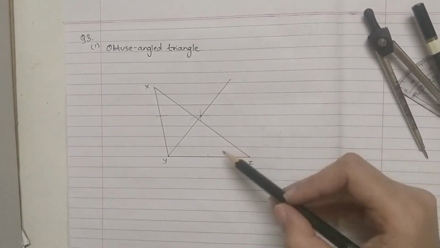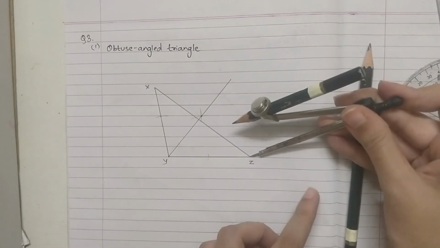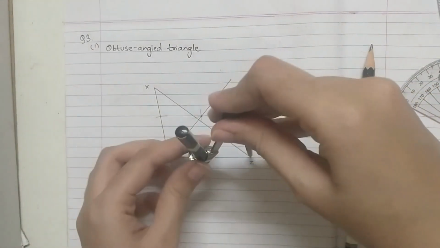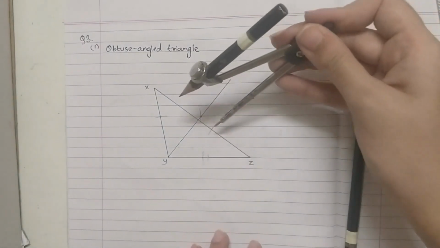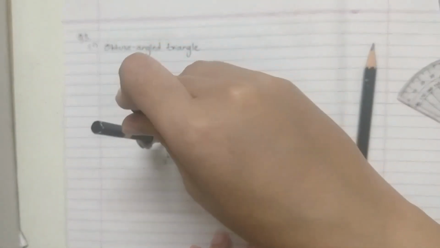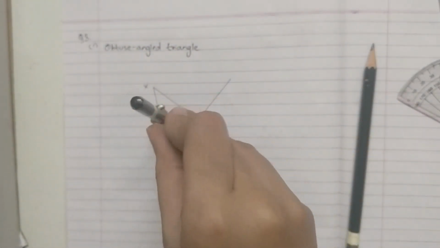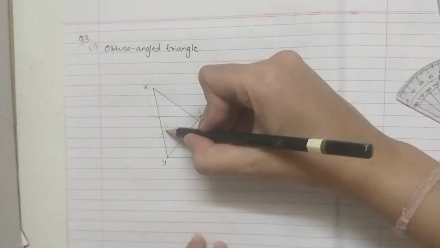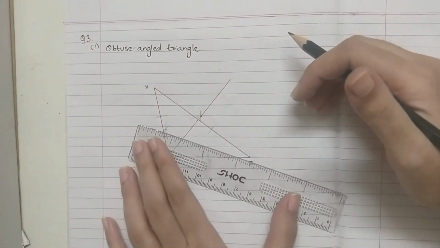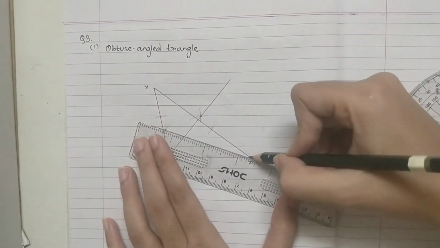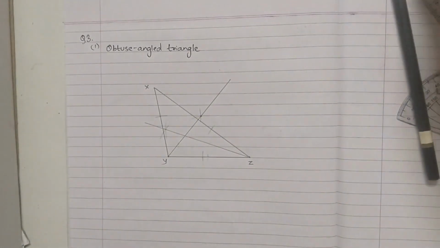Now I am going to bisect angle Z. To bisect angle Z, I am going to place the pointed tip on point Z and make an arc on both the arms of angle Z, and then in the same way as we have done before, I am going to make 2 more arcs from both the sides, then darken the intersected point and draw a straight line just as shown in the video. So make a straight line. This is how we have bisected angle Z.